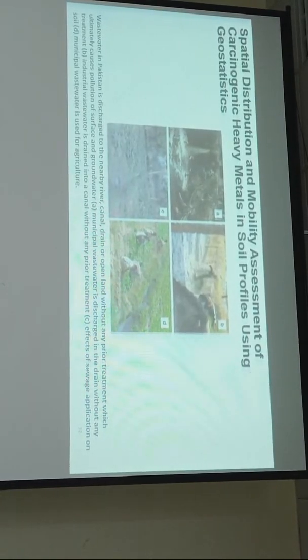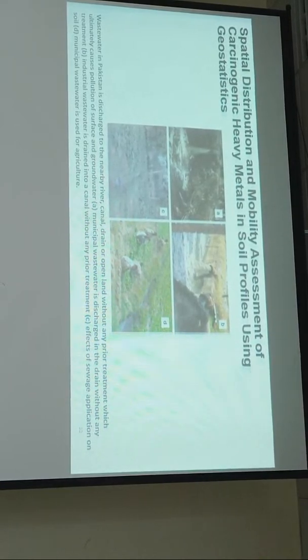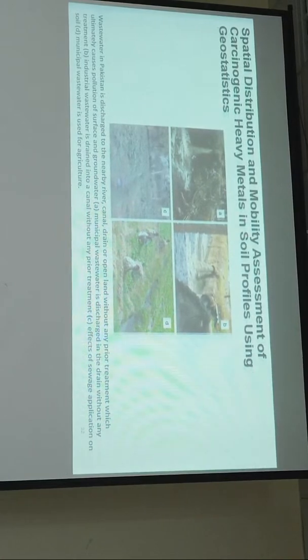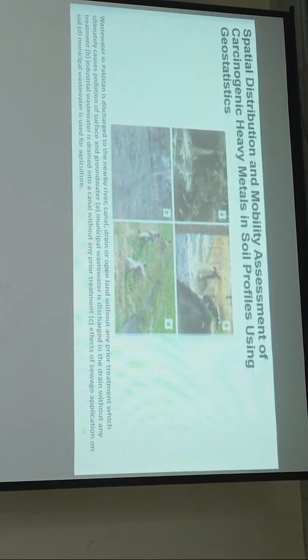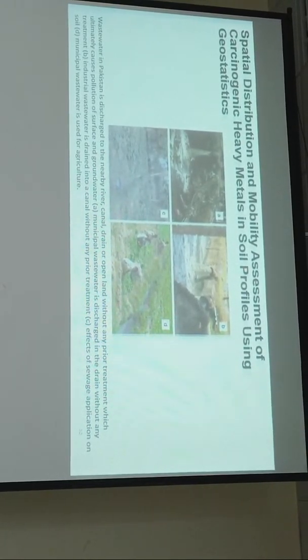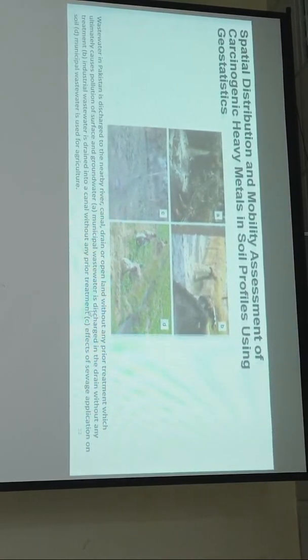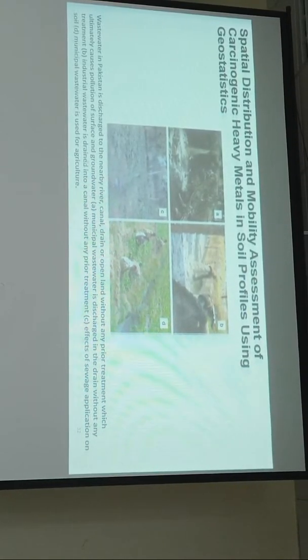Then the last study that I'm going to discuss is the spatial distribution and mobility assessment of the carcinogenic heavy metals in the soil profile using geostatistical and spatial data. You can see, wastewater in Pakistan is discharged to the nearby river, canal, drains or open land without any prior pre-treatment, which ultimately causes pollution of surface and groundwater.